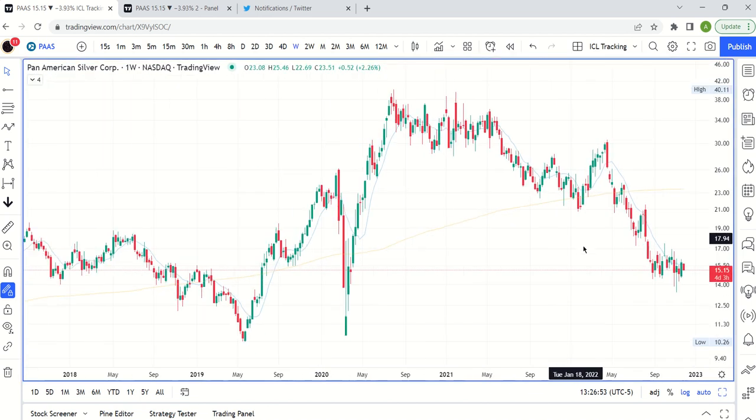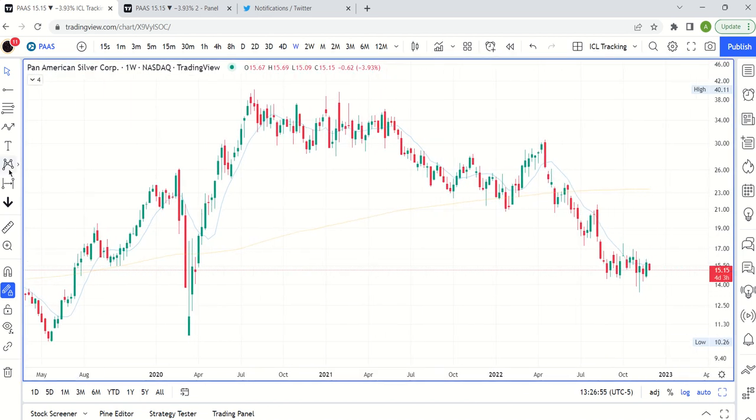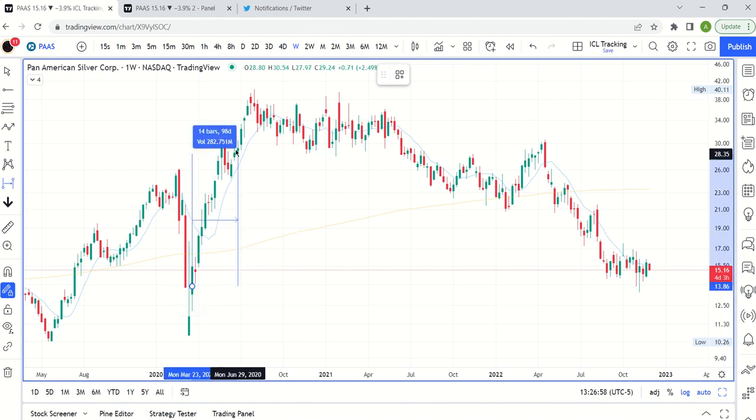On the weekly chart, let's get a sense of the weekly cycles here. We'll do that relatively quickly. This is coming off the COVID low.